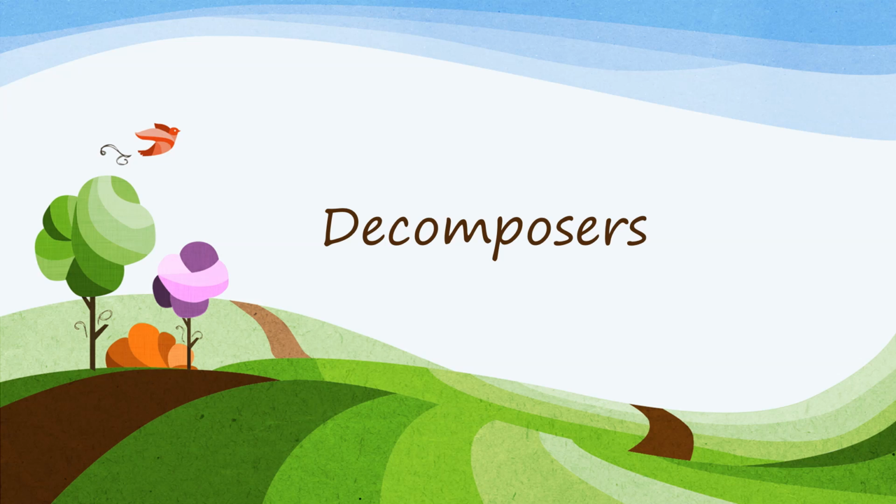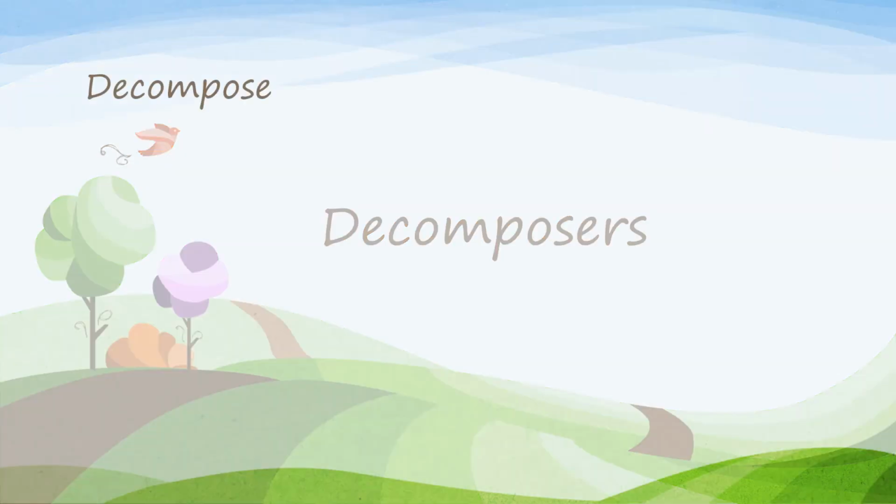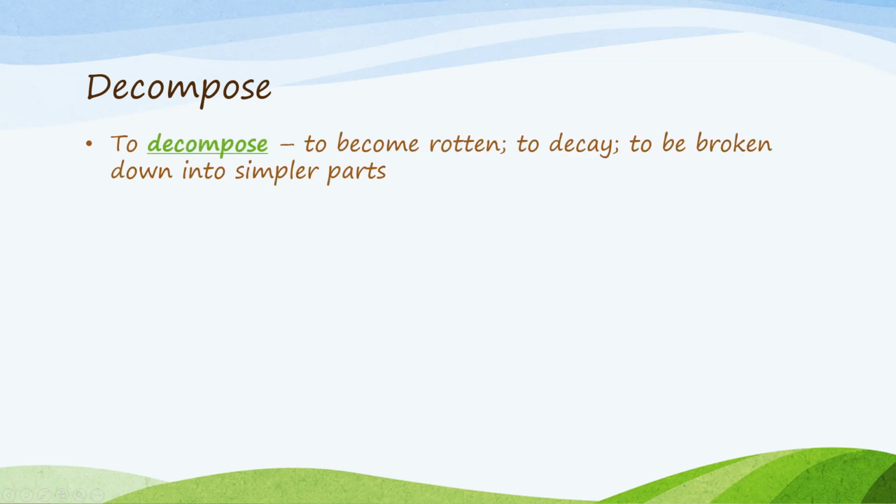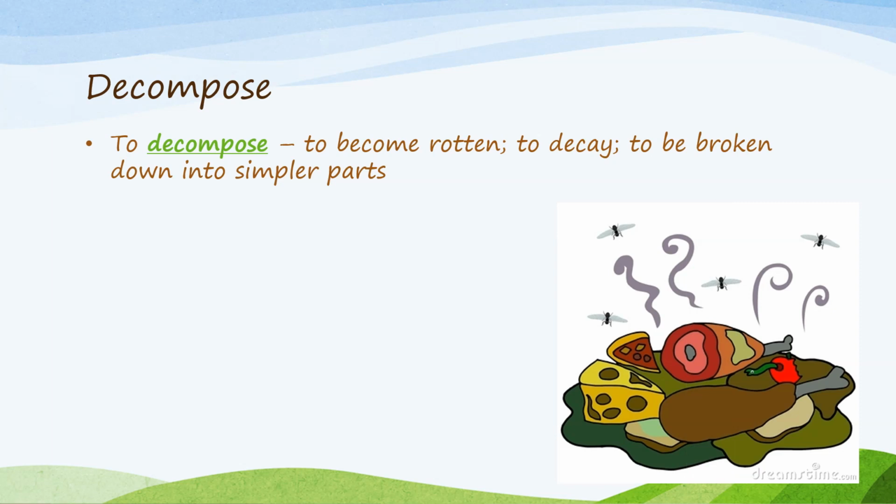In this video, you will learn about decomposers and their role in ecosystems. First, let's take a closer look at the word that decomposer comes from, which is decompose. Perhaps you've heard this word before, and you know that to decompose means to become rotten, or to decay, or to be broken down into simpler parts. This pile of trash and old food is in the process of breaking down, decaying, and decomposing.